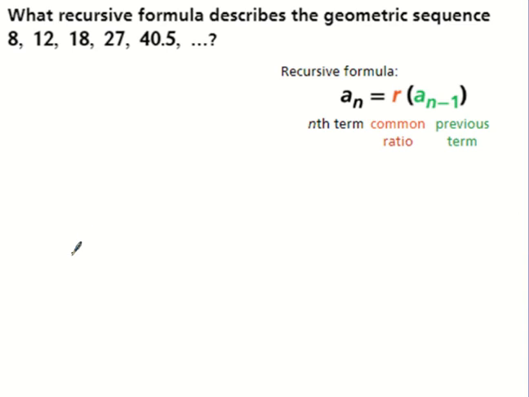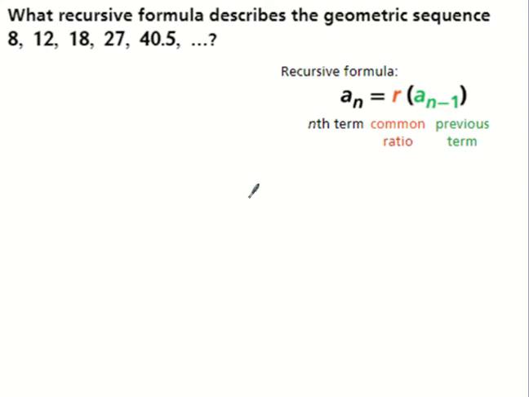So it says, what recursive formula describes the geometric sequence? Here's our recursive formula. a sub n equals r, our common ratio, times a sub n minus 1, which is the previous term. So we're going to write this recursive formula.